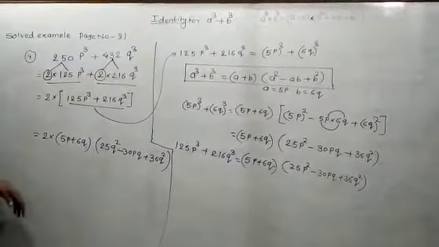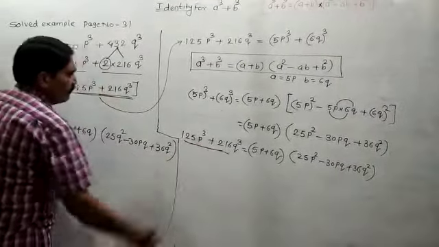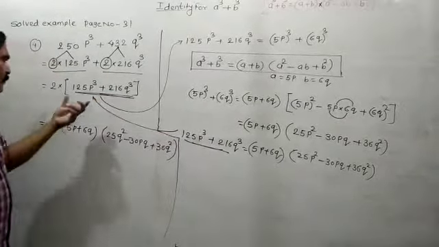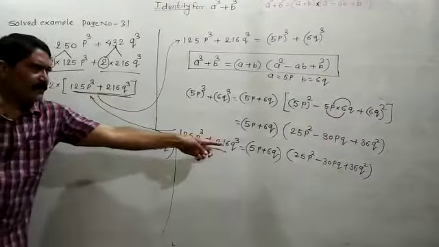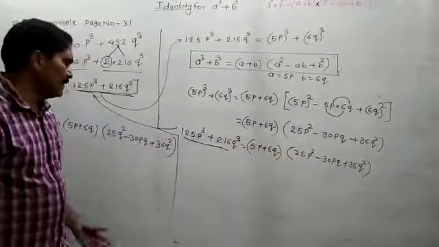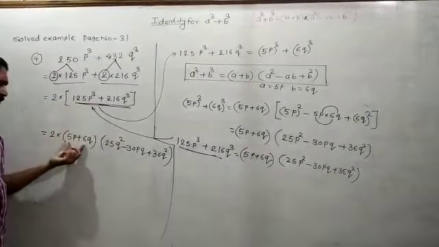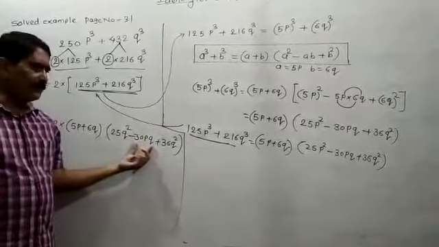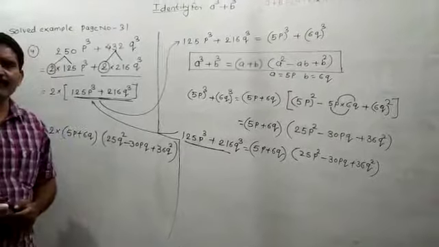After that, whatever the value of this is will come. For this 125 p cube plus 216 q cube, you have to put this value here. Then if you put this value, what will come? 2 as it is you have to write. The expansion of this is 5p plus 6q in one bracket, and in another bracket 25 p square minus 30 pq plus 36 q square. In this way you have to solve this example. You have to write this example in the notebook properly. Thank you.